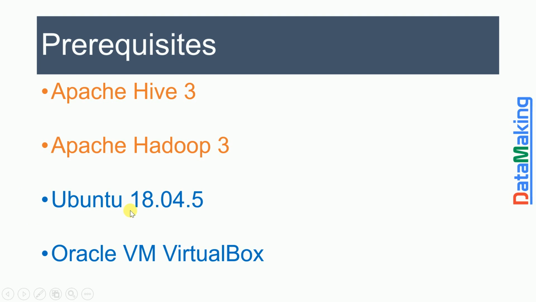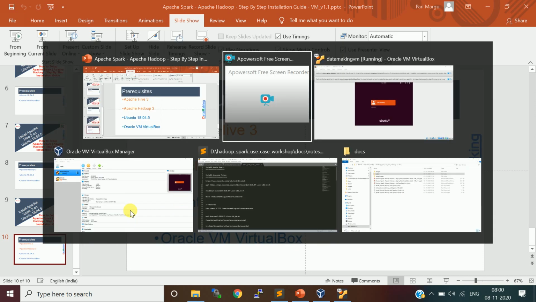Apart from that, it has to have an Ubuntu 18.04 operating system, because on top of that only we are going to install, and this Ubuntu is installed on a virtual machine which was built using Oracle VM VirtualBox. So this is a prerequisite. In the last few videos we installed Apache Hadoop and Apache Hive with MySQL as the Metastore database. If you have not watched my previous videos, please watch them. We'll get started with the Spark installation.